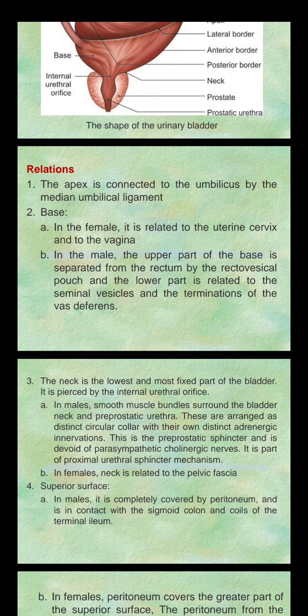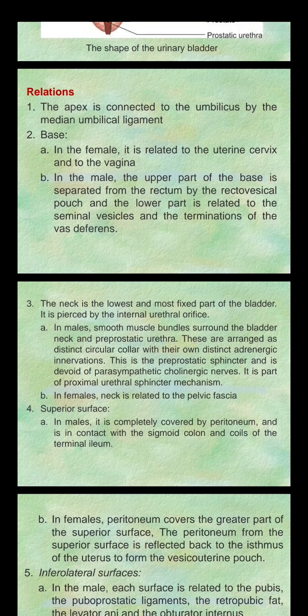In males, a smooth muscle bundle surrounds the bladder neck and the pre-prostatic urethra. There are small muscle bundles situated in this area for contraction. In females, the neck is related to the pelvic fascia. The pelvic fascia extends and covers the organs situated in the pelvis of the females. The neck is done. Then comes the superior surface. In males, it is completely covered by the peritoneum and is in contact with the sigmoid colon and the coils of the terminal ileum.